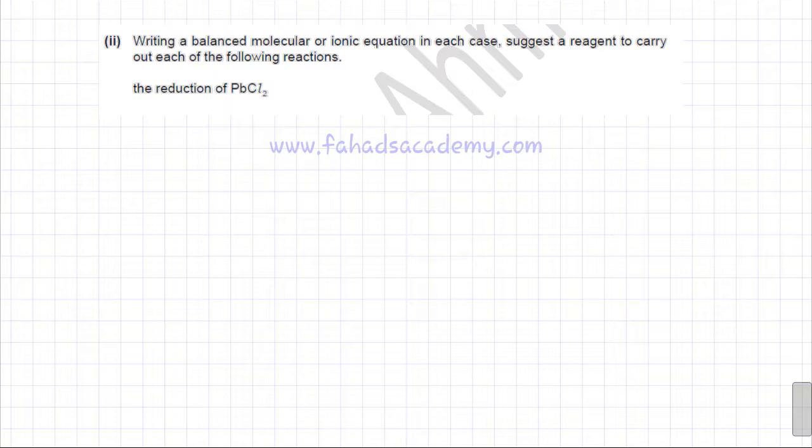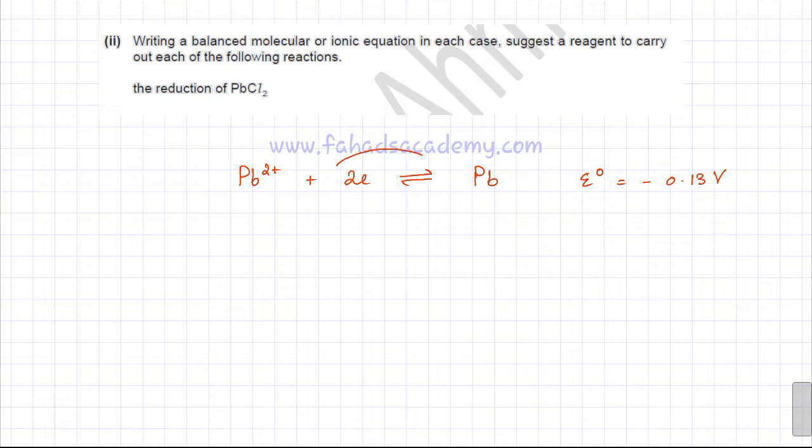In the next part, I need to write a balanced molecular or ionic equation. In each case, suggest a reagent to carry out each of the following reactions. And the first one is the reduction of PbCl2. What that means is I need to reduce lead ions. I'm basically talking about this electrode that we were discussing previously as well, having an E0 value of minus 0.13 volts. So I need to reduce lead ions, which means that this reaction should go in the forward direction.